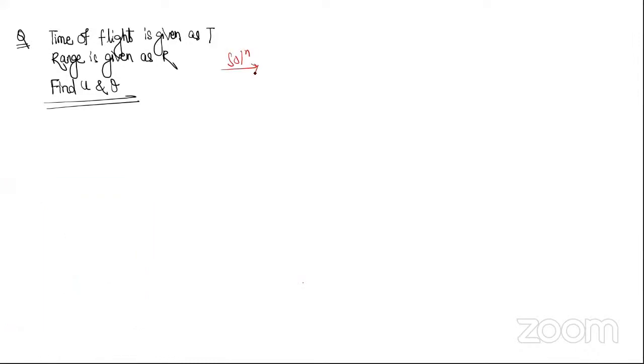See, in physics, whatever is given in the statements, we convert that into equations and then we see how to solve the equations to find the unknown quantity. So here time of flight is given as t. We know time of flight is 2u sin theta by g, so let me write it as 2u sin theta by g equal to t. That is my equation number 1.